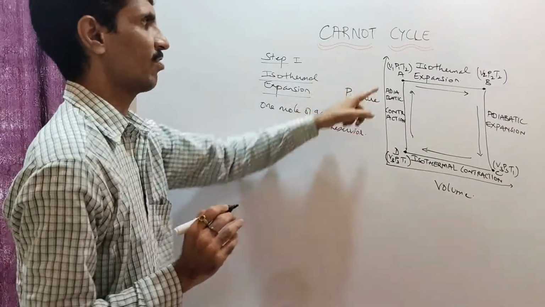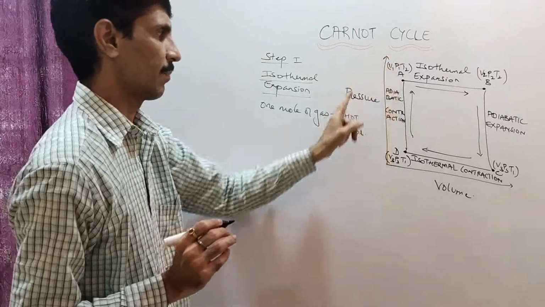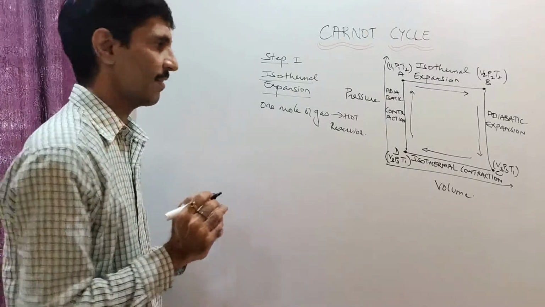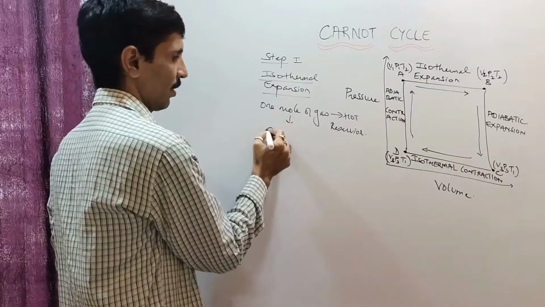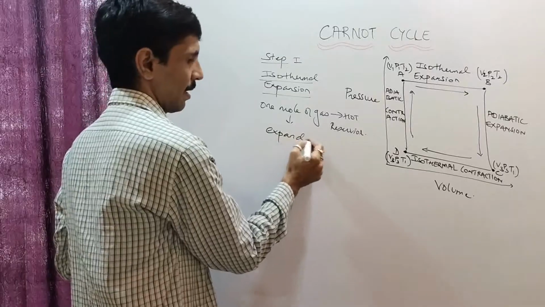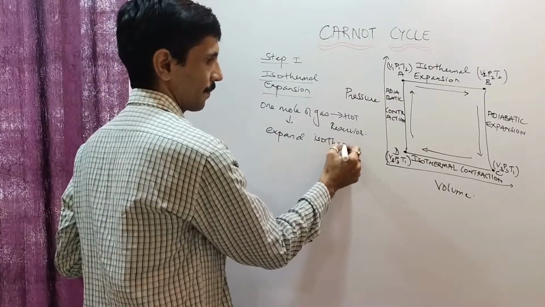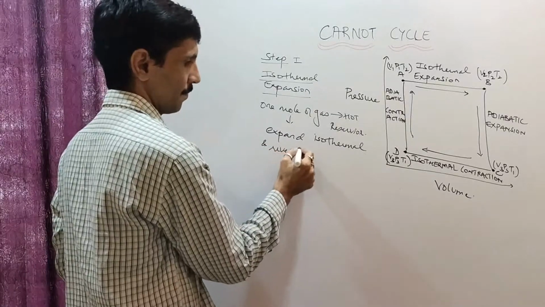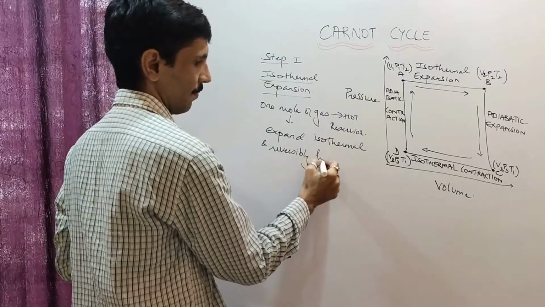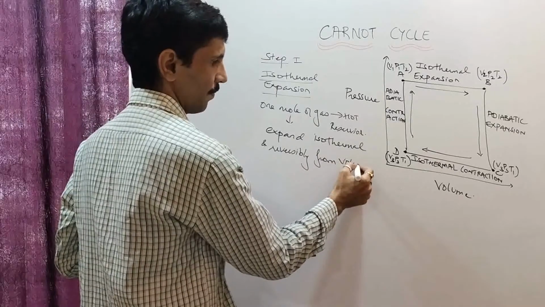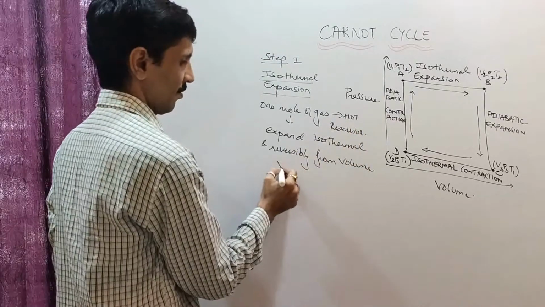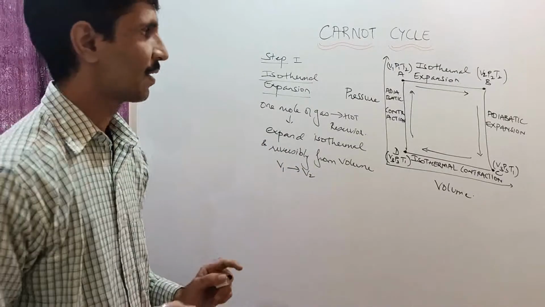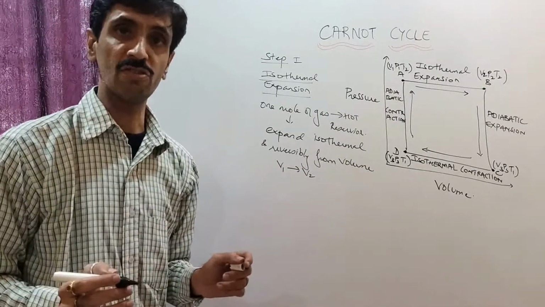So initially we start with a hot reservoir, so the temperature is high, so that is going to be T2. Now what happens is, I allow this gas to expand isothermally and reversibly from a volume V1 to V2. So there is going to be a change in the volume. Obviously with that there will be a change in the pressure as well.